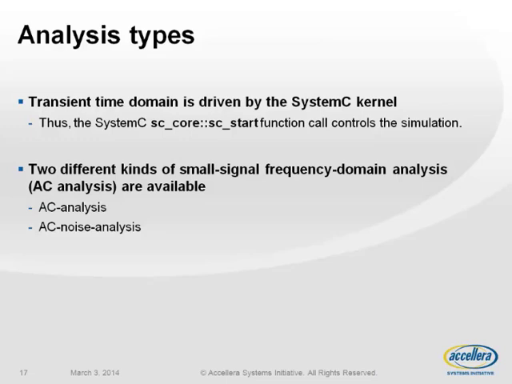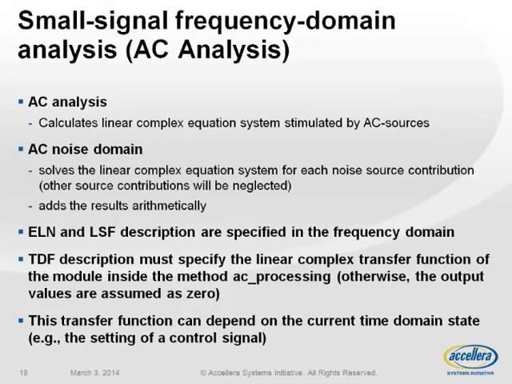One is a classical AC analysis, and the other one is an AC noise analysis. For the AC analysis, SystemC AMS will calculate the solution of the linear complex equation system, which is stimulated by AC sources which have a certain amplitude and phase. And for the AC noise domain, the same linear complex equation system will be solved for each noise source contribution, and these will then be accumulated.